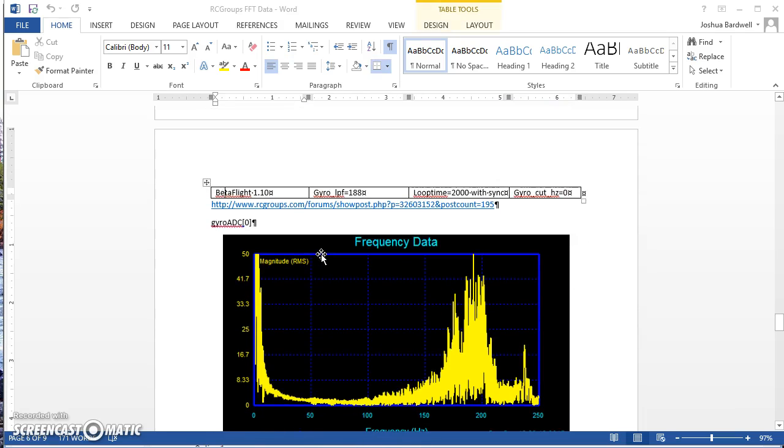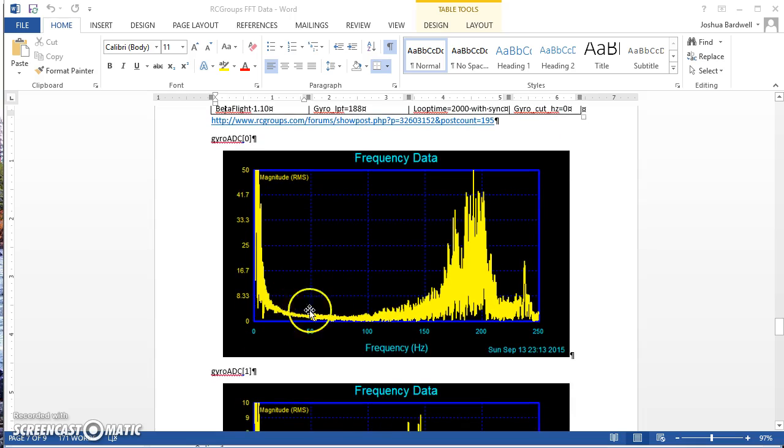Last thing before I run out of time. This, I think, is what I would ideally like to see: a peak at the harmonic, and then a nice, quiet spectrogram, or whatever, frequency data, all the way around to the end here.